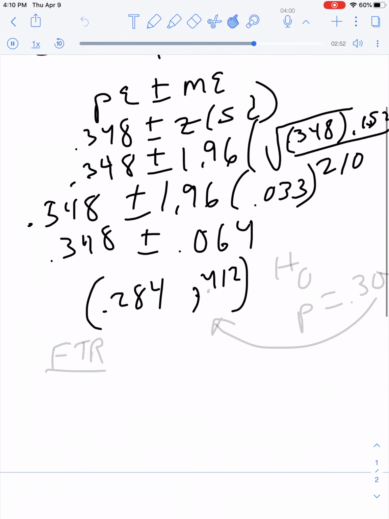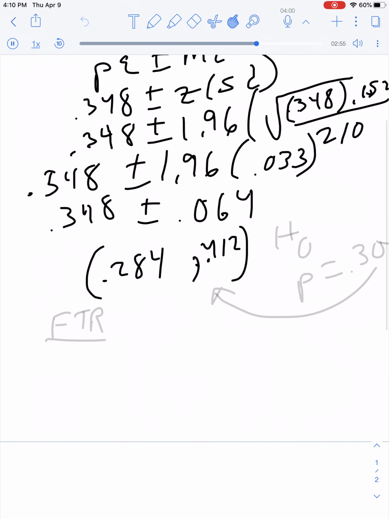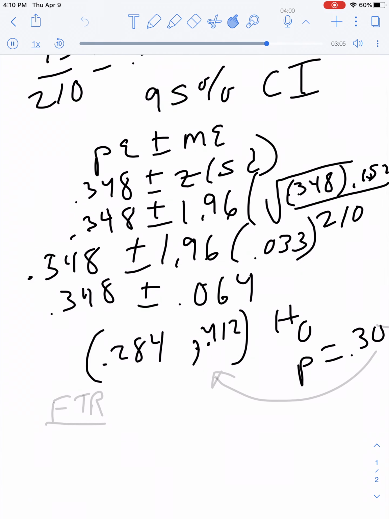Now, that means anywhere from 28% to 41% of cars on the road should be red. The claim on the last video was that the proportion was 30%. That was H naught, the null hypothesis. Since the null hypothesis fits inside the 95% confidence interval, we would fail to reject the null. In other words, you basically accept the null because 30% is in there. So therefore, getting 34% of cars being red is not that unusual. It falls within the range, and so does the 30%.